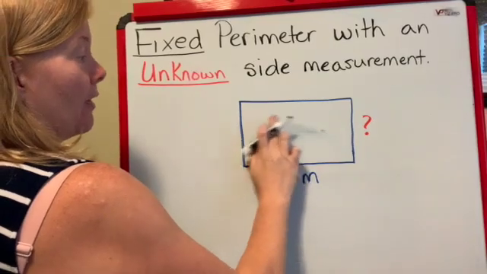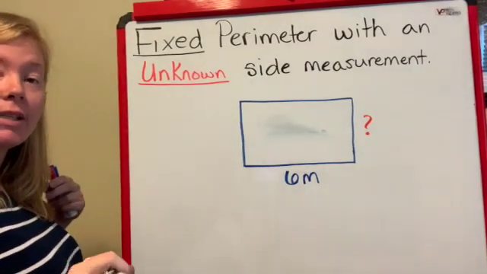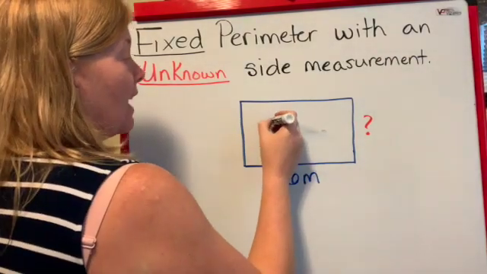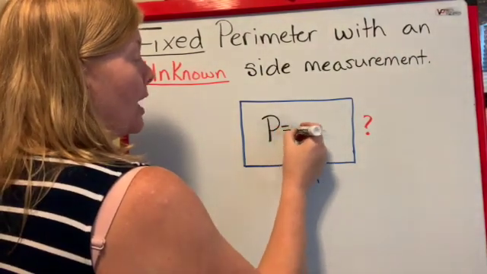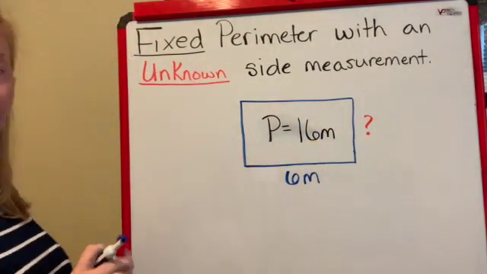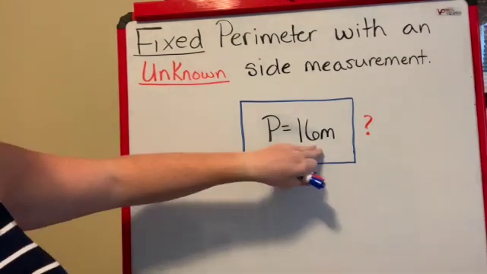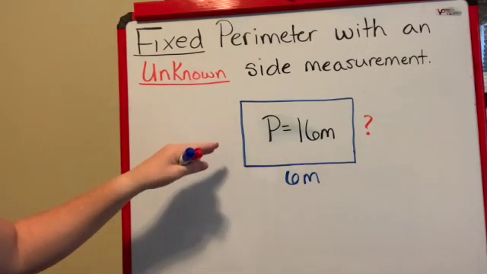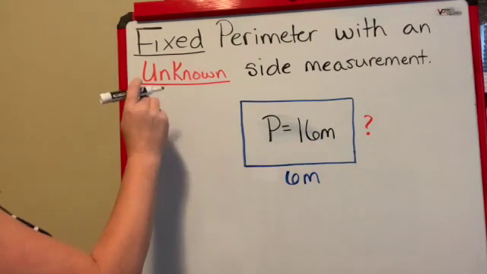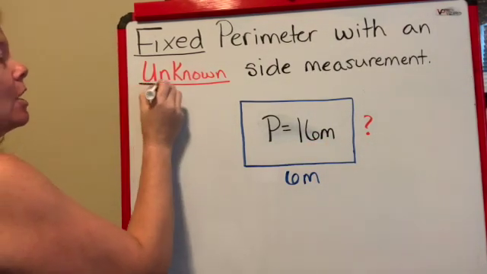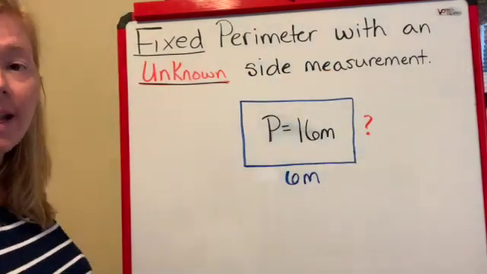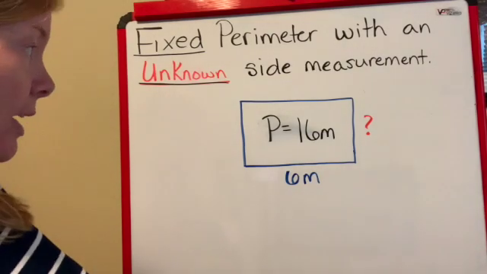We're not going to do area today. We are going to focus on perimeter. And in the examples that you have, we are giving you perimeter equals something. So our perimeter equals 16 meters in this case. You have to figure out what the missing side length is this week. So you are looking for the unknown side measurement, whatever the side measurement is that is missing.